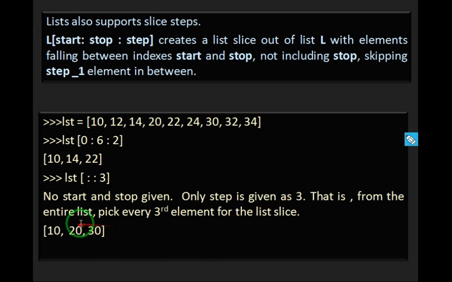So the same thing is happening over here. If you write over here colon colon 3, it will display all the elements with a gap of 3. No start and stop given, only step is given as 3, that is from the entire list it picks every third element. Since I have written 3, that means it will give you a gap of 2 and it will display every third element. So it will display 10 and then the third element is 2. That means it is giving a gap of 2 and then it will pick up the third element, gap of 2, third element is this, and gap of 2, third element will be this one, but it will not display the last element.